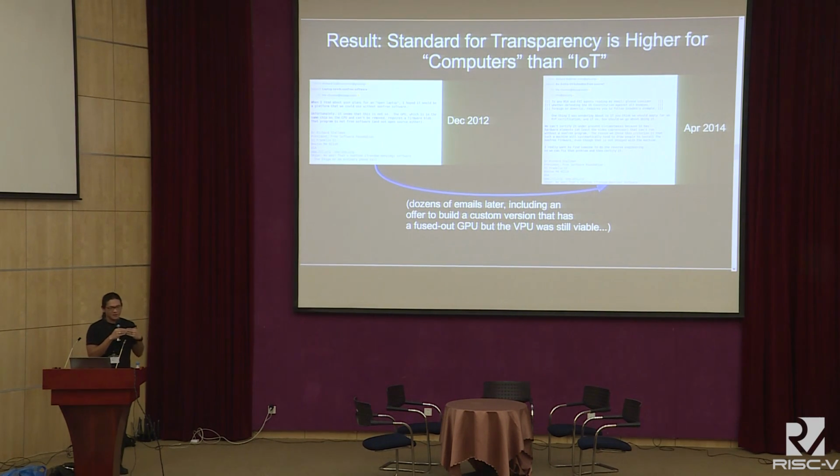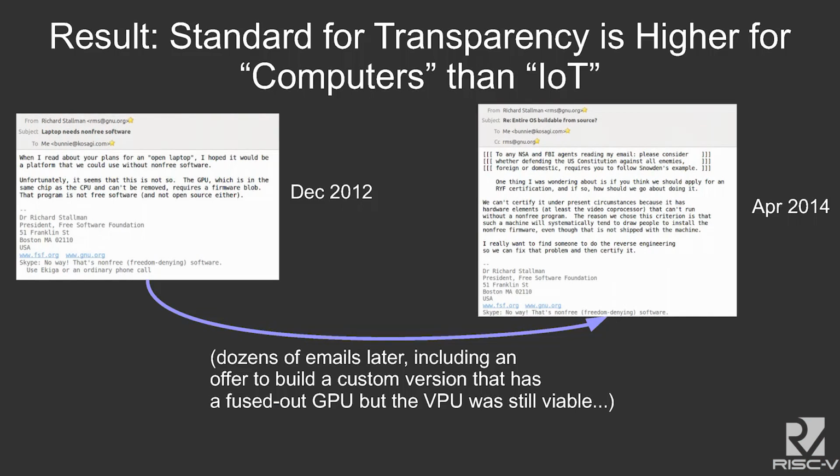The result at the end of the day is that as people become more educated on the issues, there's a higher standard for transparency being applied to computers versus IoT devices. So on the IoT devices, we were okay to get away with the GPS module example, going down to the confidential MediaTek data sheets that you could download.